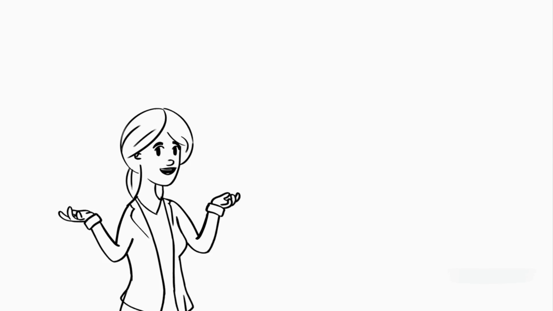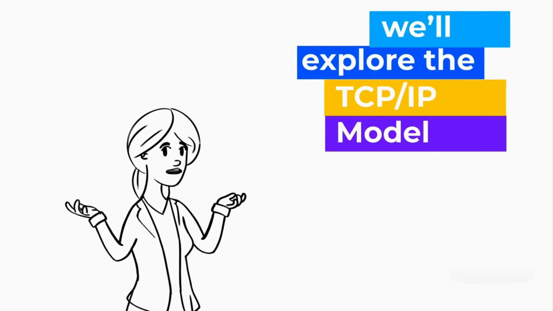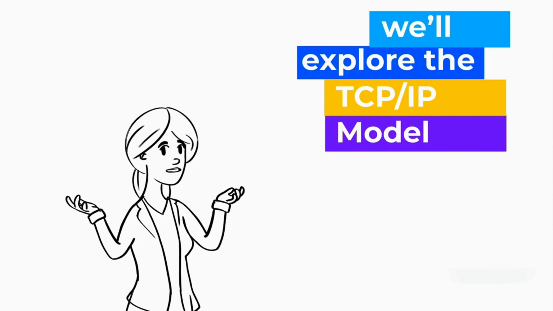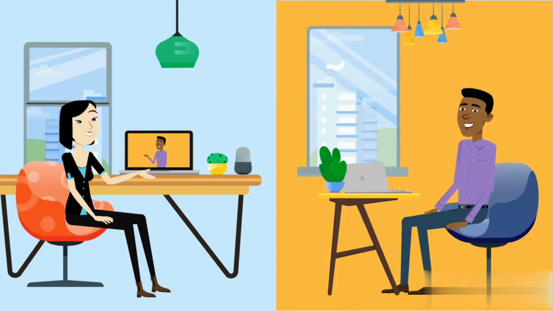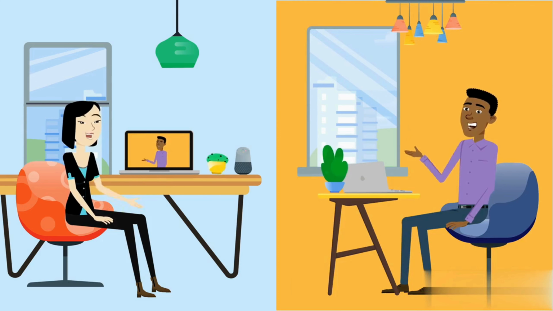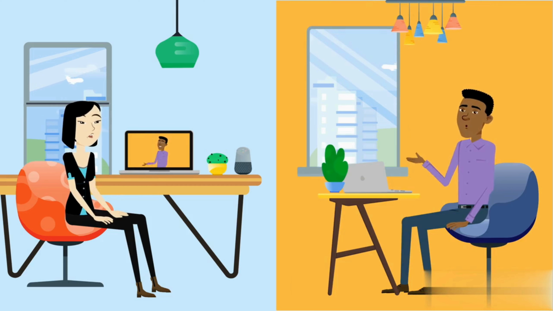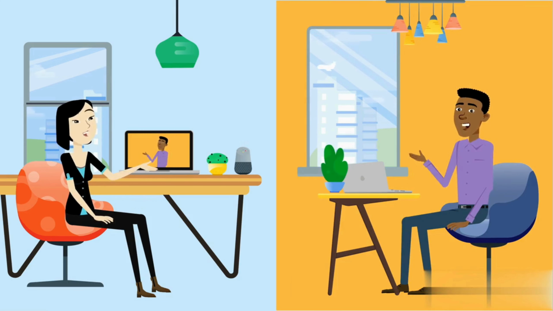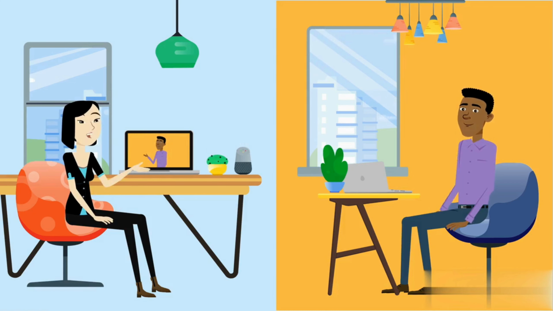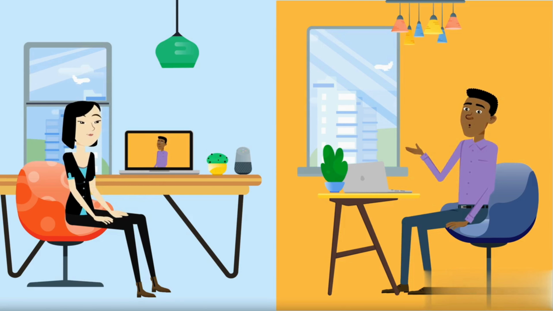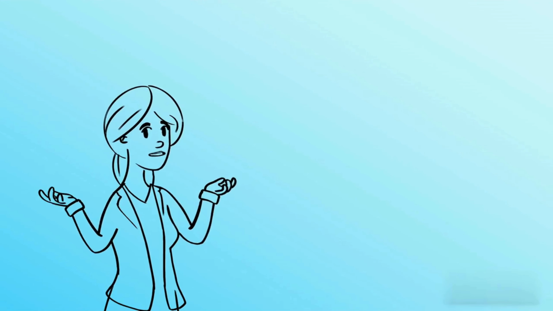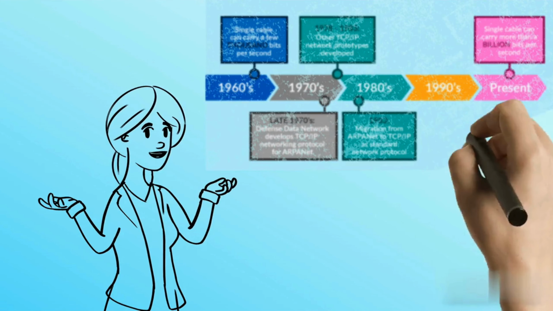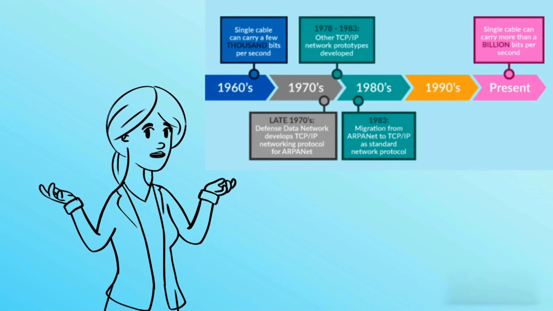In this section, we'll explore the TCP/IP model, delving into its history, examining its layers and their functions, and comparing it to the OSI model. We'll also discuss the hybrid 5-layer TCP/IP model and provide a detailed example of how data passes through all layers of this model. History of TCP/IP. In 1968, the U.S. Department of Defense anticipated the need for a reliable information transmission system in case of war.